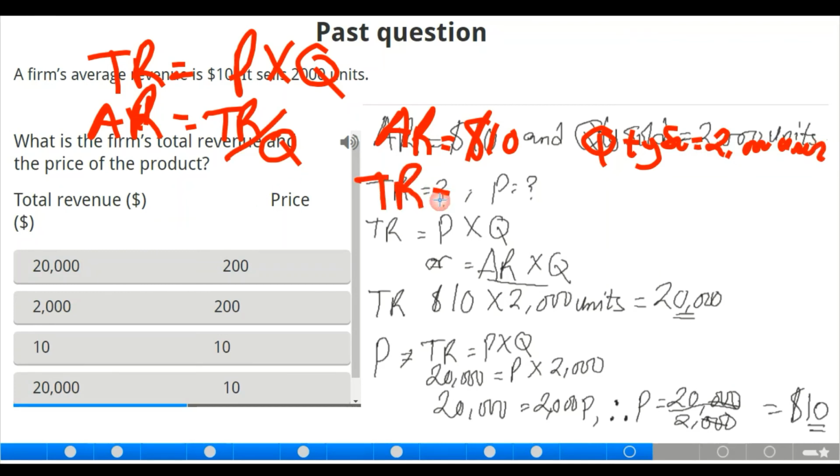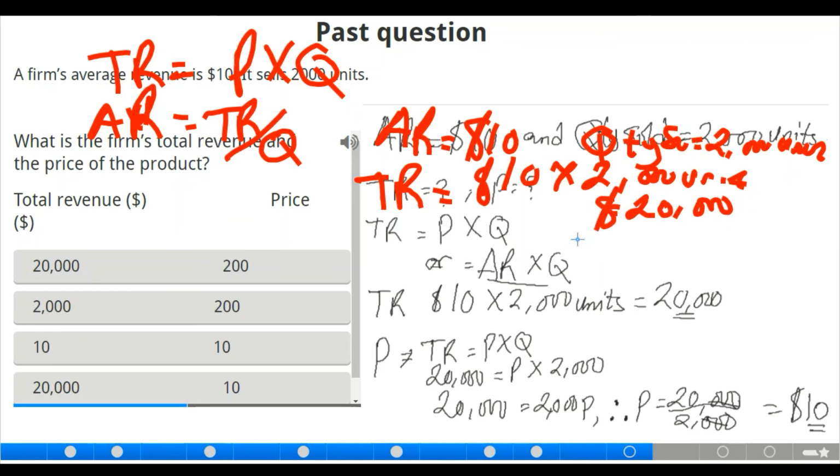Now to get our total revenue, we have the total revenue to be P times Q. Since we have the price, now we have the total revenue to be what? We also have the total revenue calculated as average revenue multiplied by Q according to the formula. Now, if you multiply $10 by 2,000 units, we have what? We have 20,000.